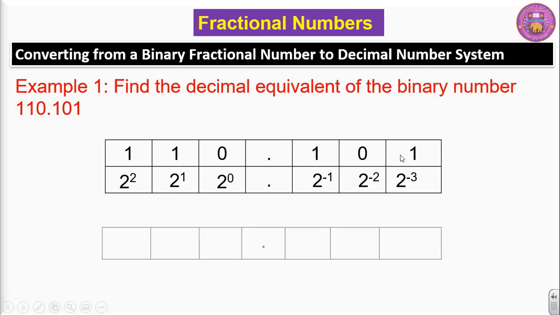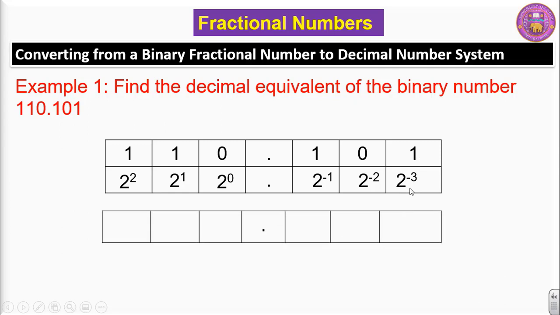How to solve it? Digit multiplied by base raised to power. Digit is 1 multiplied by base is 2 raised to power minus 3. Here digit is 0, base is 2, digit multiplied by base raised to power minus 2. Digit multiplied by base raised to power minus 1. Digit multiplied by base raised to power 0. Again 1 multiplied by 2 raised to power 1. 1 multiplied by 2 raised to power 2.